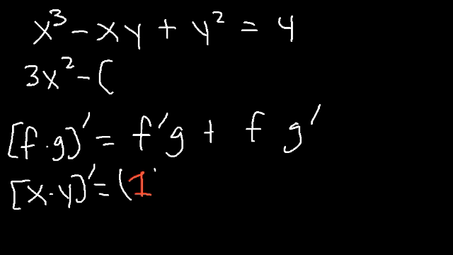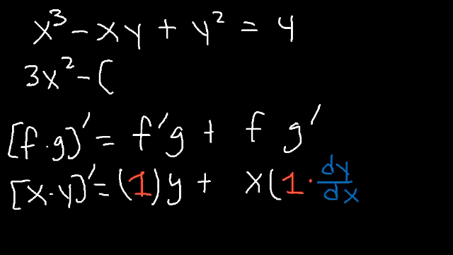and g is just y, plus f, which is simply x, and the derivative of y is 1 but times dy dx. Anytime you differentiate the y variable in implicit differentiation, always add dy dx. So we need to distribute the negative sign: negative y plus x dy dx.